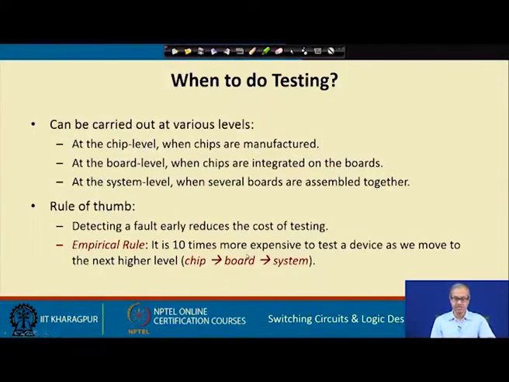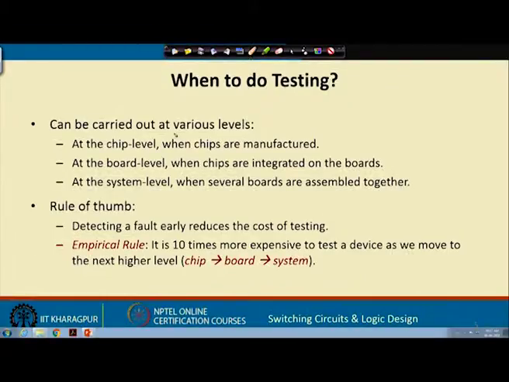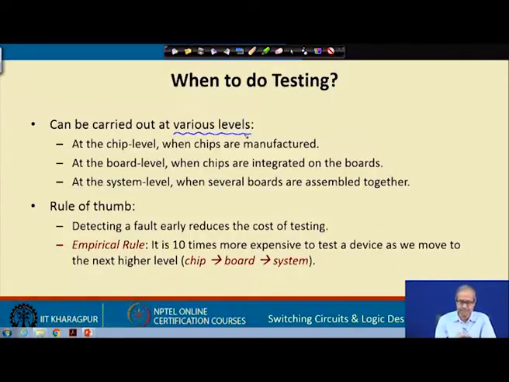Now, the question is when we can do testing. When a chip is manufactured, let us talk about a chip, because the chip is the most basic of the devices that we use today in our design. So, when do you do the testing? The point to note is that testing can be carried out at various different levels. When the chips are manufactured, we can do testing at the chip level.